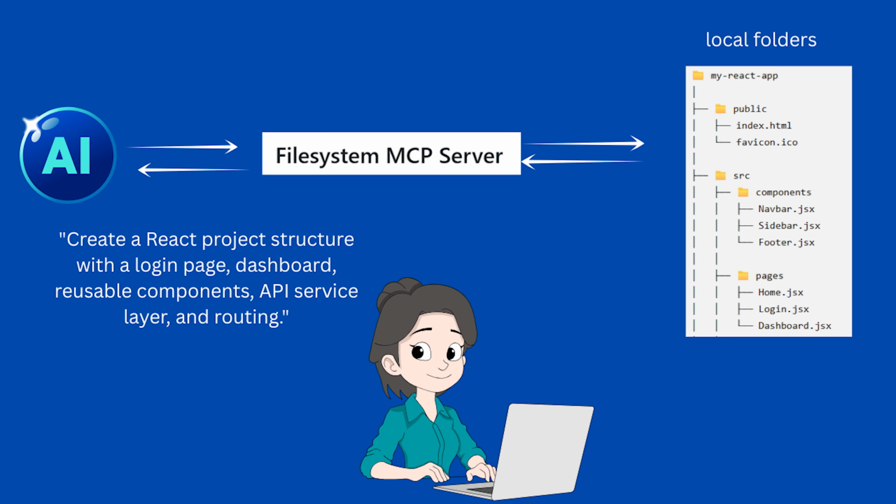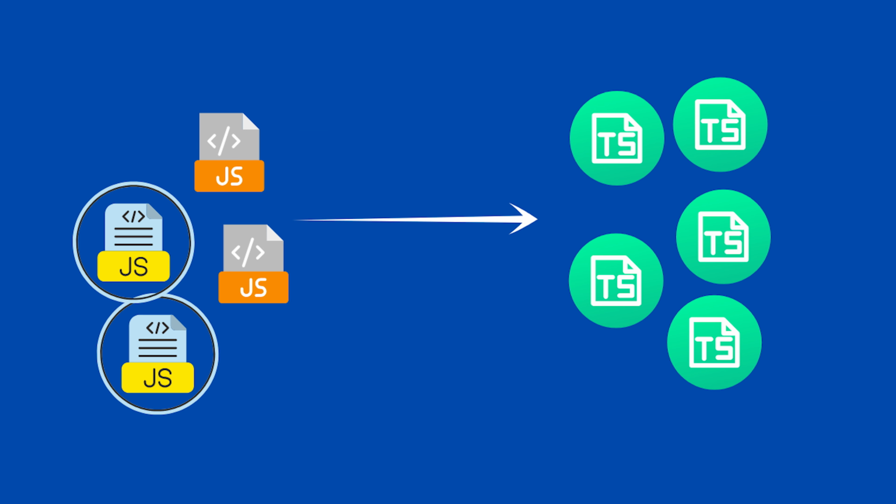Now let's see how the Filesystem MCP Server changes this. With Filesystem MCP connected, you can simply tell your AI, create a React project structure with login page, dashboard, reusable components, API service layer, and routing. It can automatically create all the required folders and files, generate the initial code, and place everything in the correct location. Now check another example. Suppose your project contains hundreds of JavaScript files and you have decided to migrate everything to TypeScript.